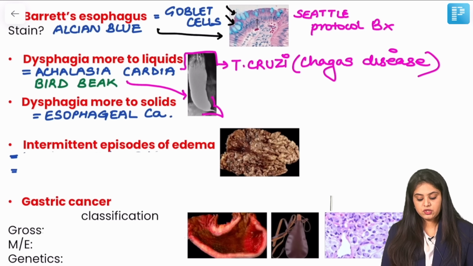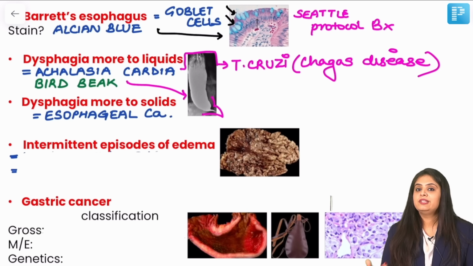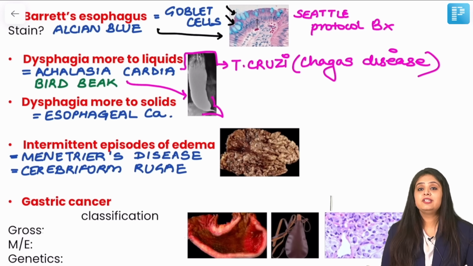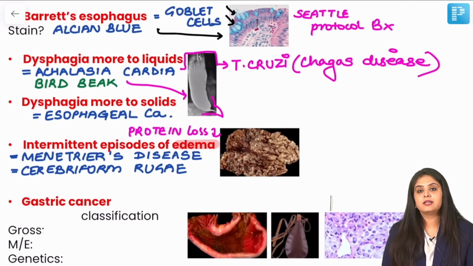Next, coming to a condition in which patient is having edema, and there is this apparently stomach which looks more like a walnut or a brain. When the stomach starts looking like a brain, it is actually cerebriform rugae. This is Menetrier's disease. And why is there edema? Because of this condition, there is a lot of protein loss that is occurring, and whenever protein loss will occur, the patient will land up with edema.